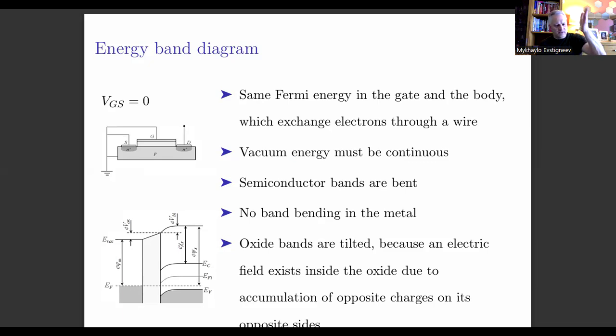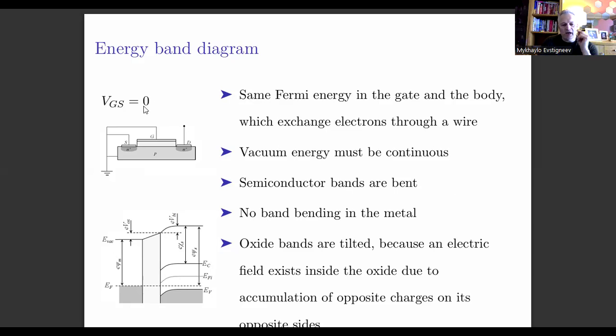So let's say here is the boundary. What happens to the Fermi energy or the vacuum energy if I go from the left of the boundary to the right? We have already used the energy band diagrams to understand something about metal oxide semiconductor diodes. Now let's complicate our lives a little bit by inserting this oxide layer between the semiconductor, P-type for definiteness, and the metal, which is the gate. The semiconductor is, of course, the body.